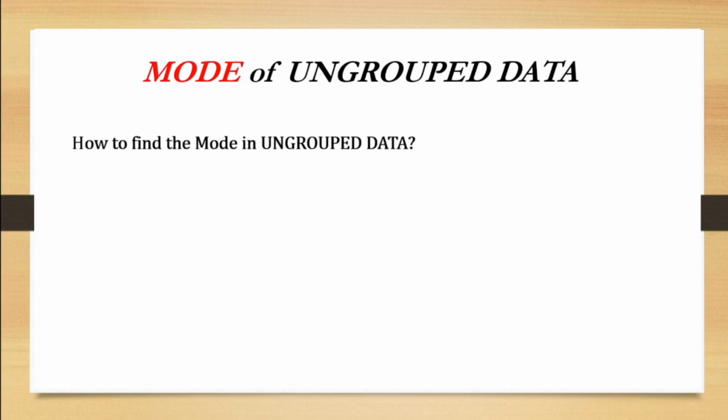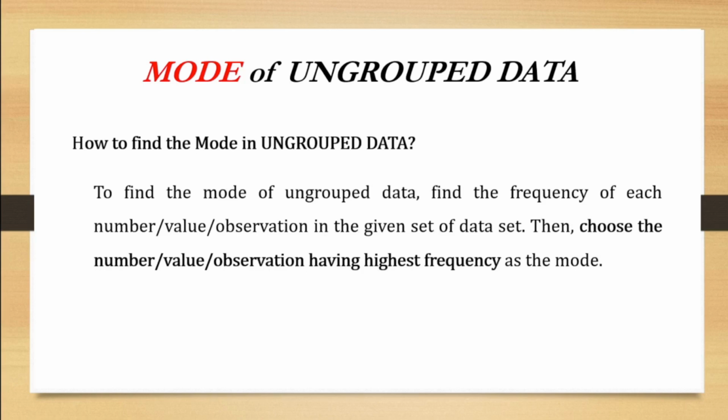How to find the mode of ungrouped data? To find the mode of ungrouped data, find the frequency of each number, value, or observation in the given dataset. Then, choose the number, value, or observation having the highest frequency as the mode.